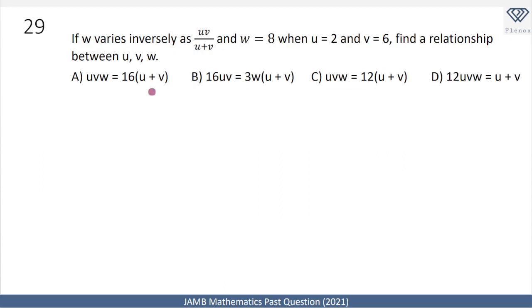So the next question says that if W varies inversely as UV over U plus V, and W is equal to 8 when U is 2 and V is 6, find the relationship between U, V and W. Now this is a question on inverse proportion, and I have a tutorial section which I will also link in the description if you struggle with this topic.